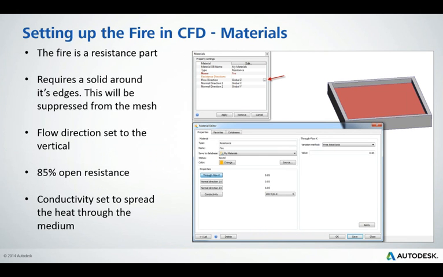So once you've got the fan set up, the last thing to do is to set up the fire, and that is going to be a resistance part. Once I've created this fire part, I would have it saved within my materials because we use them so often. These are set up with 85% open area in every direction, pretty high conductivity, so that heat from the bottom surface can transfer quickly and accurately to the top surface.